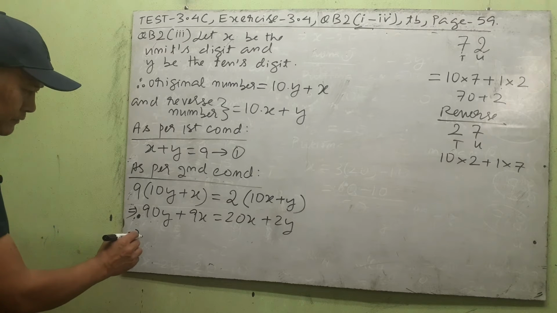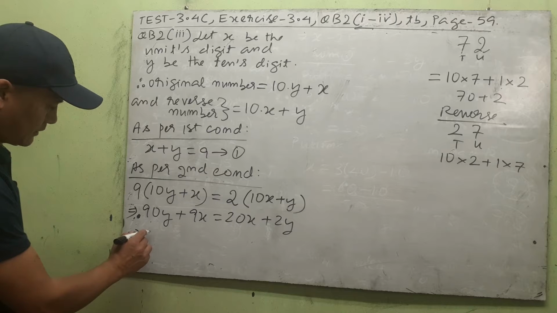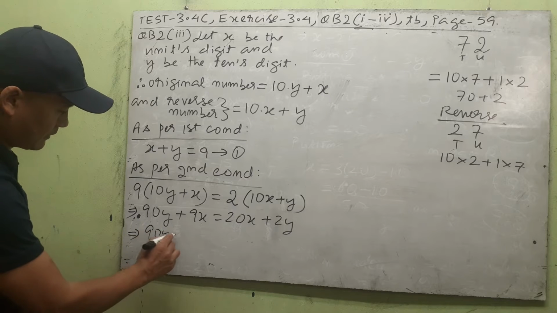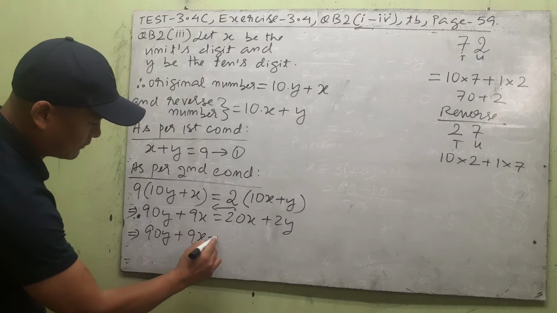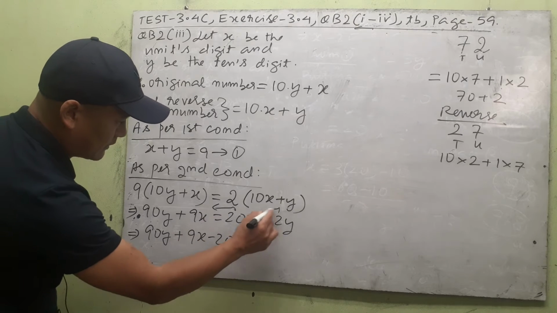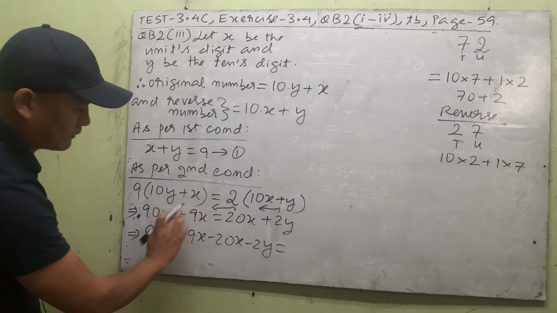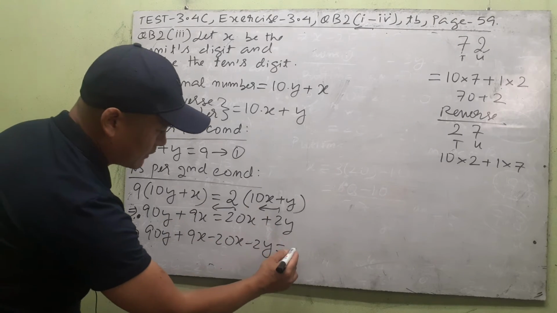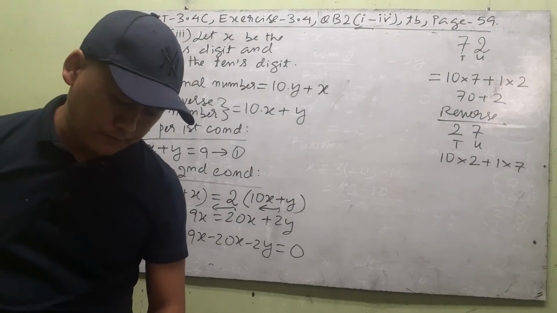So here we have these x terms and y terms, you can bring them to one side. So you can just write 90y plus 9x, shift this one, then minus 20x, shift this one, then minus 2y. Everything taken to the left side, nothing on the right side means 0.